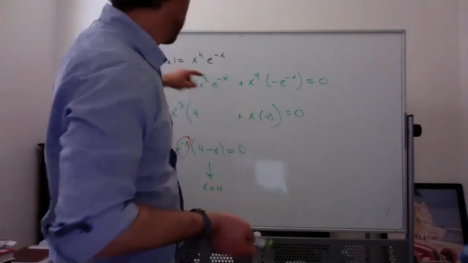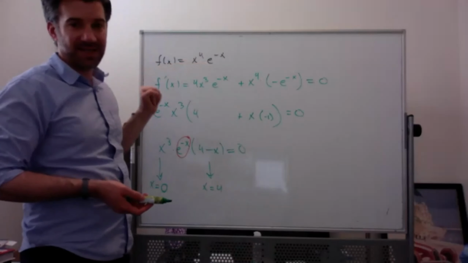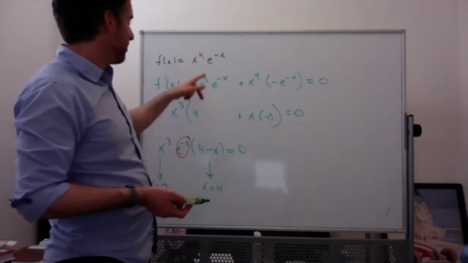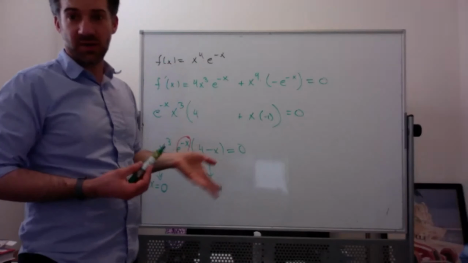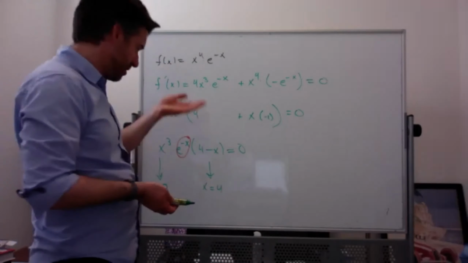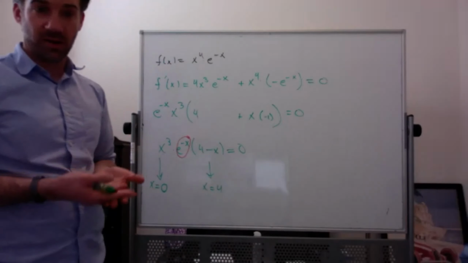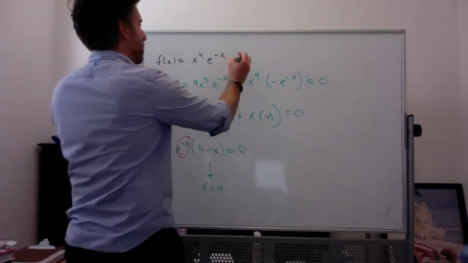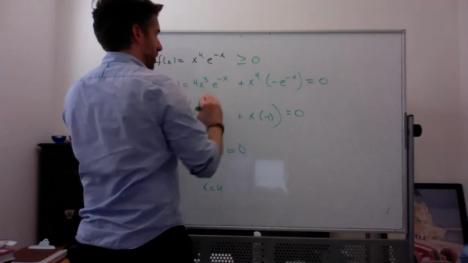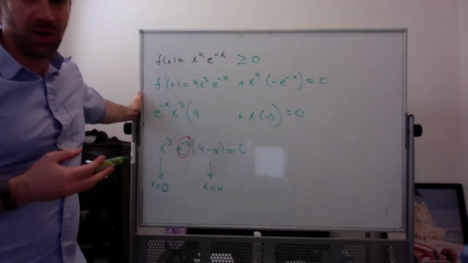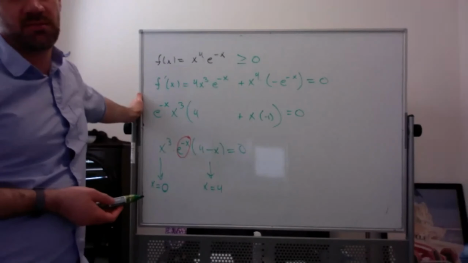Note that our function, x to the 4th times e to the negative x, is non-negative. This function is never negative. X to the 4th is always greater than or equal to 0, and we just talked about how e to the negative x is always greater than 0. So this function is always greater than or equal to 0. So what's the smallest it could be?